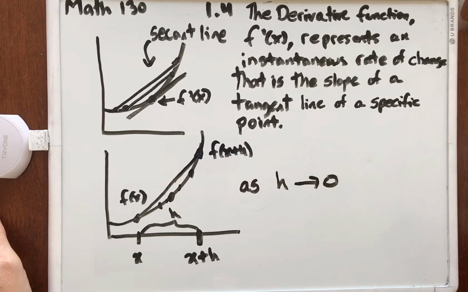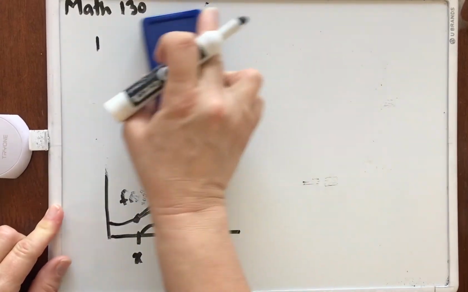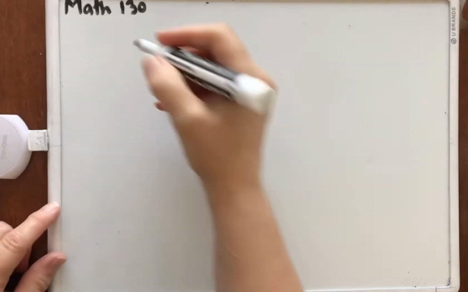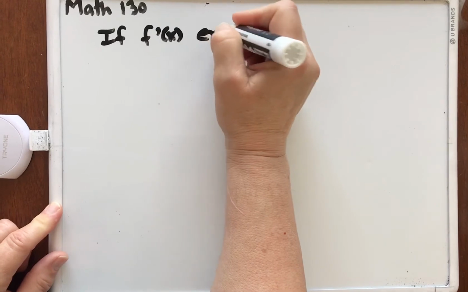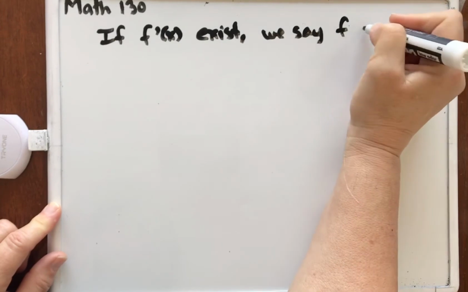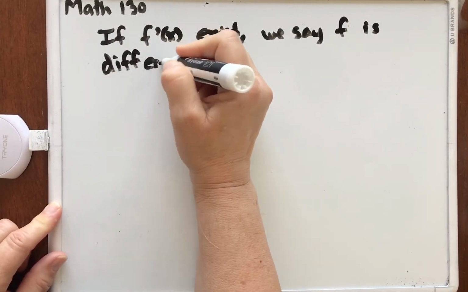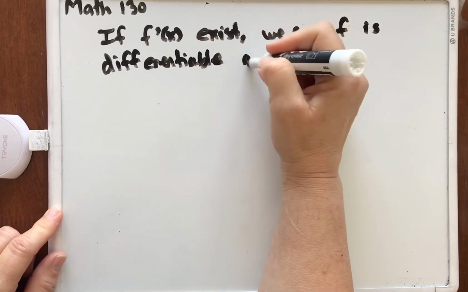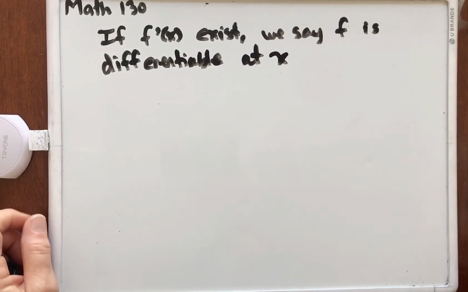Okay, so now I'm going to make another graph. We're going to make a couple in this lesson. If f prime of x exists, we say f is differentiable at x. If f prime of x exists, we say f is differentiable at x.